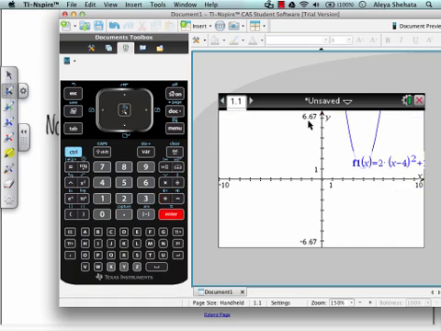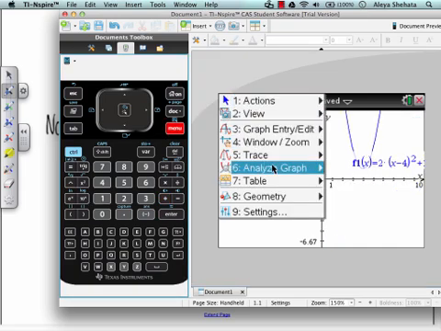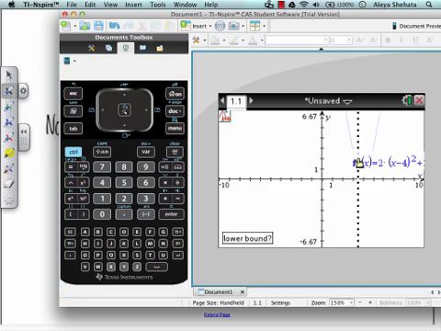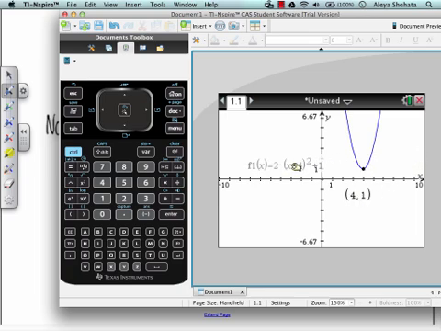plus 1. Now if you look right here, let's actually go through menu, analyze graph, minimum. Let's go to the left of the minimum, the right of the minimum, and it tells you right here that the minimum is 4, 1. And if you look at the equation, right here you've got x minus 4 and the vertex is 4. So it's the opposite of what's inside of here. And then this 1 right here is a positive 1, and the vertex here is positive 1.